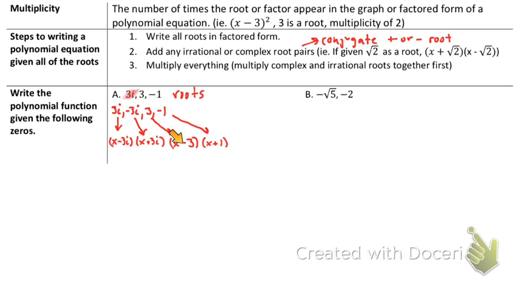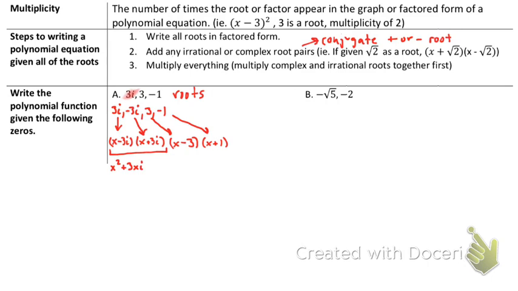This is basically a multiplication problem. We're going to multiply everything together, but it's very important: if you have any complex numbers, you want to multiply them together first, and then we multiply the rest in. So let's go through this. Let's multiply these first. This is going to be x times x, which gives me x squared. And then x times positive 3i gives me positive 3xi.